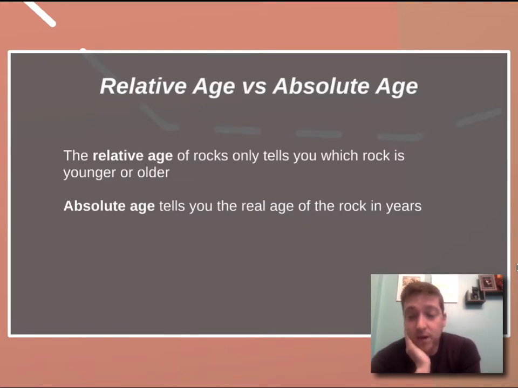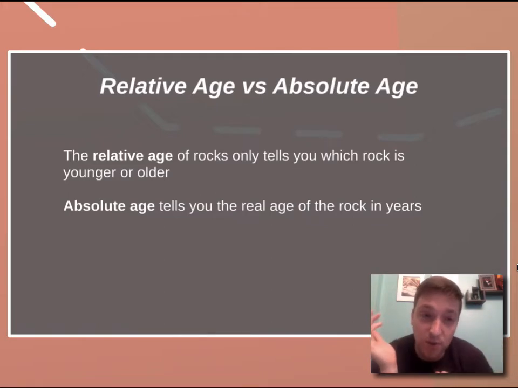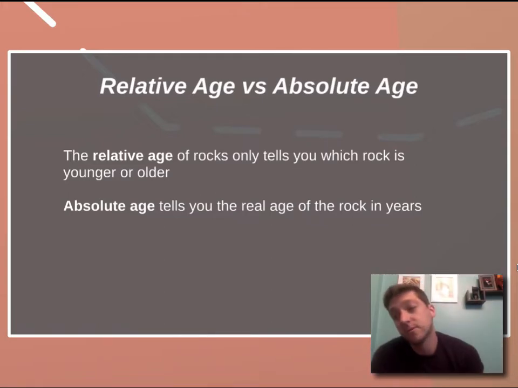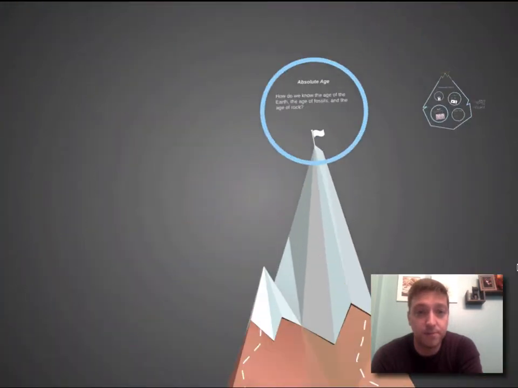So sometimes when a paleontologist digs up a fossil, if they use a certain technique, they can say, oh, this fossil is 43,000 years old or 3.7 million years old or 1.3 billion years old. And that's called absolute age of rock. The question is, how do we find that? Which is what we're going to talk about today.